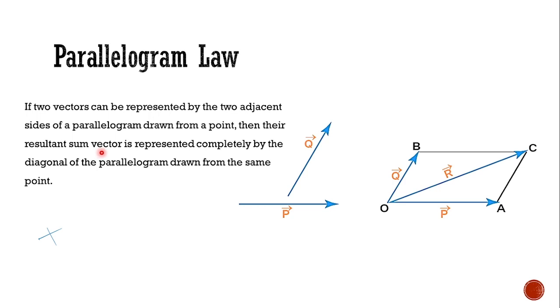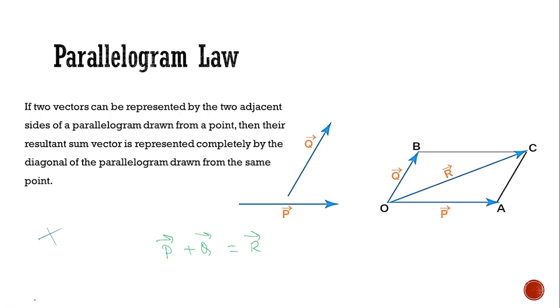What is the statement of the parallelogram law of vector addition? If two vectors can be represented by the two adjacent sides of a parallelogram drawn from a point, then their resultant sum vector is represented completely by the diagonal of the parallelogram drawn from the same point. So according to this, P plus Q, these two vectors, will be equal to R.